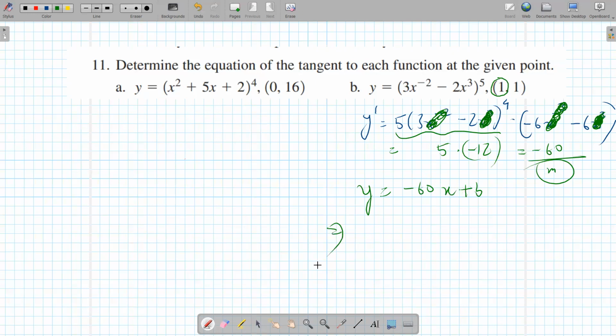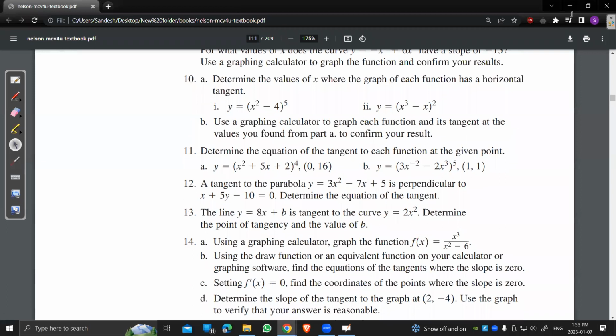How do we find b? You just plug in 1 and 1, and that's it. So plus b, so what will be b? It's just 60. Nope. 61. Right? Okay. You agree with that? 61? That's it. That is it. It is not that difficult, I guess.